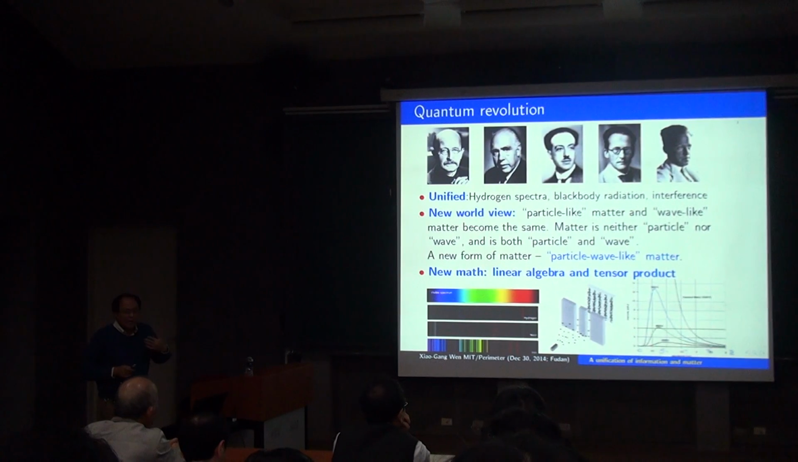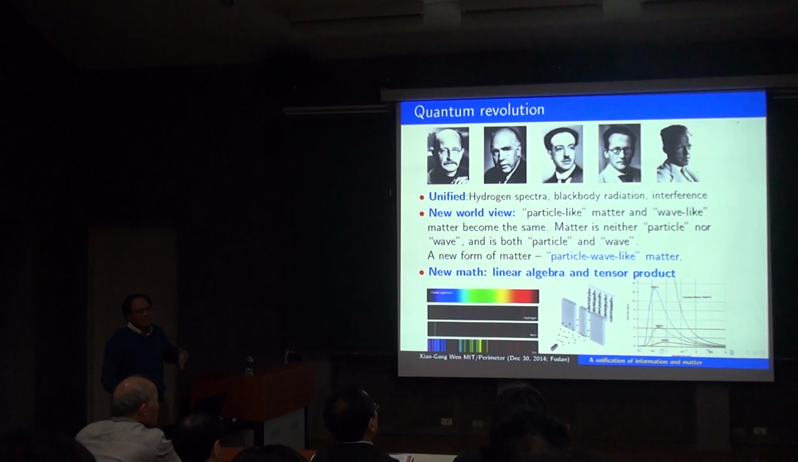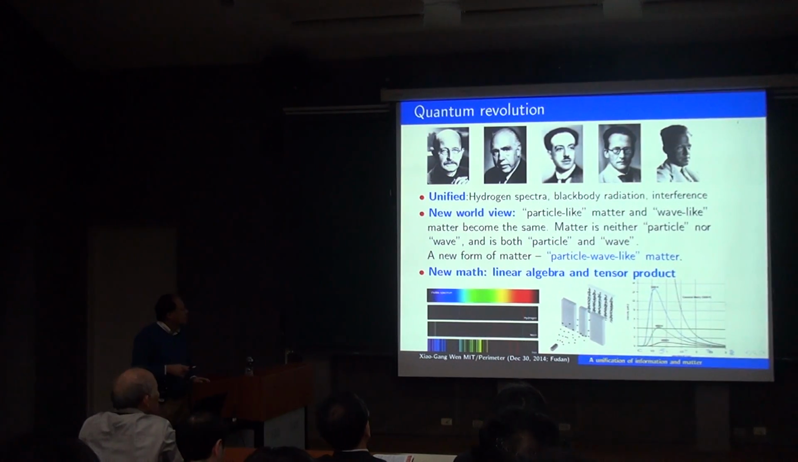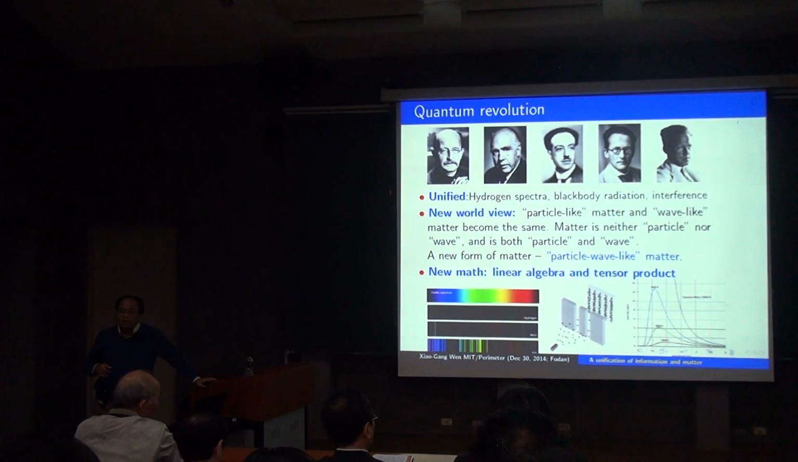But that actually reflects that the concept of existence is not what we thought it is. What do you mean by existing? Existence is very, very tricky, and that's why the concept of matter, or something being there, is very strange. So we can call them particle-wave-like matter, something we are not familiar with anyway. And the new mathematics to describe this quantum world is actually not calculus.